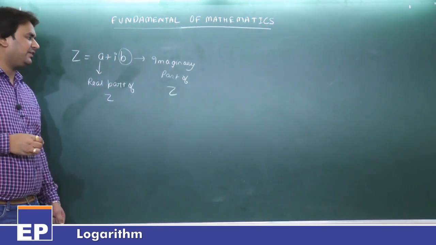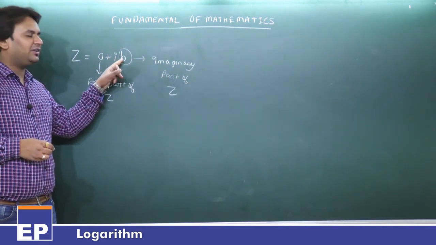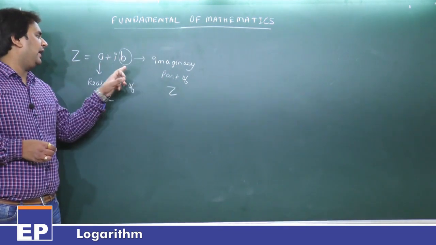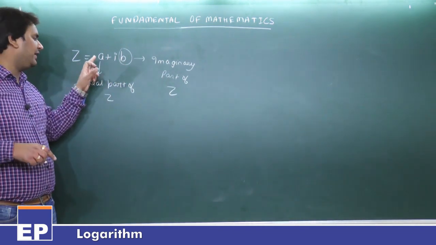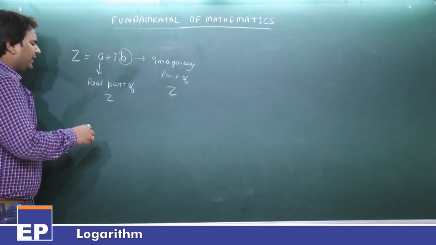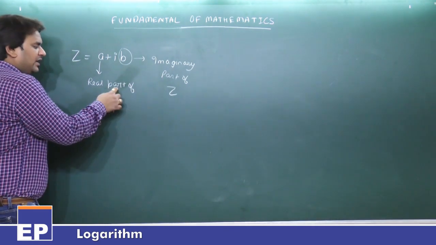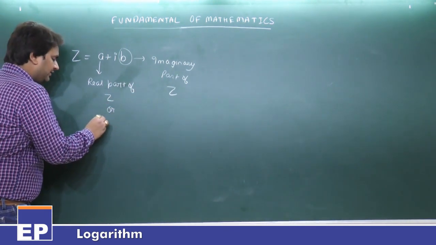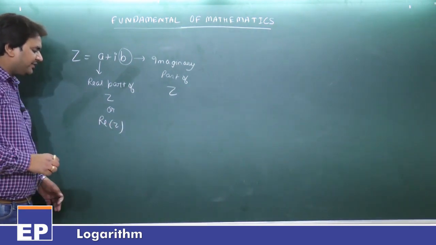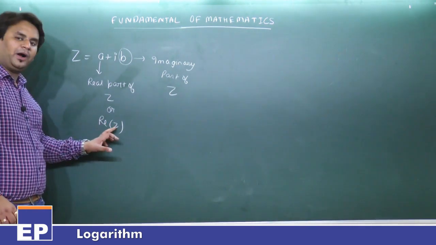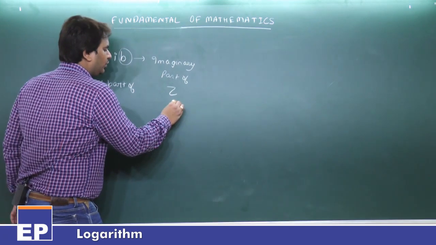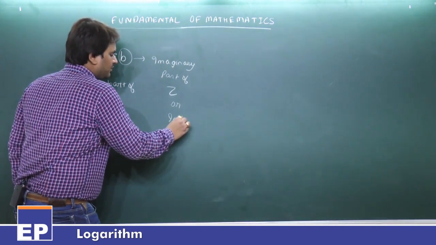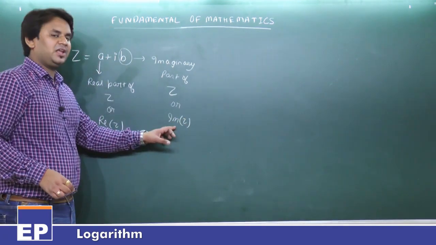How will you remember this? The quantity which is multiplied with iota will be your imaginary part, and the quantity which is written simply is your real part of z. You can write it like this also: Re z means real part of z, or Im z means imaginary part of z.